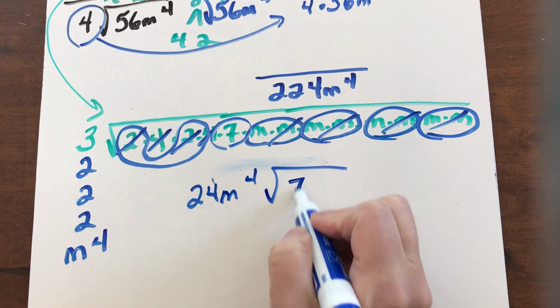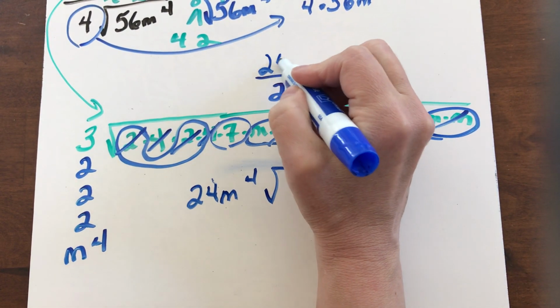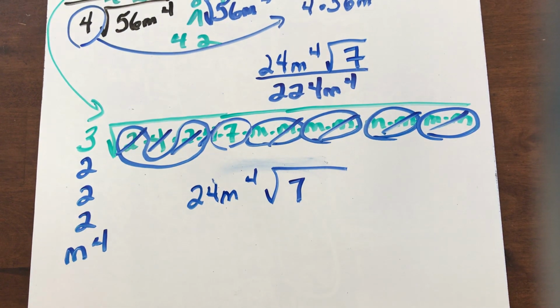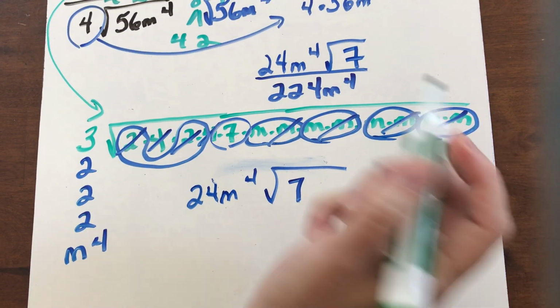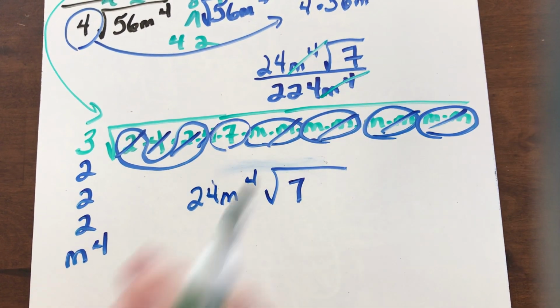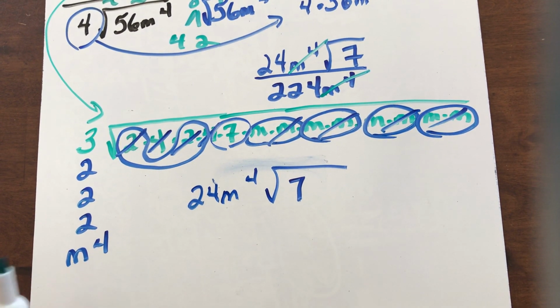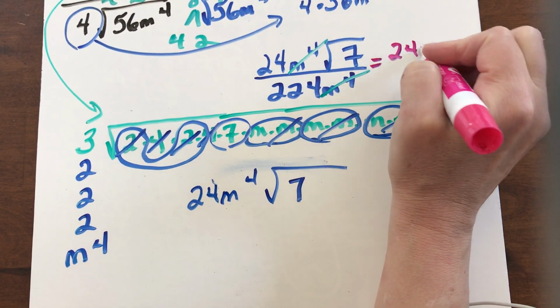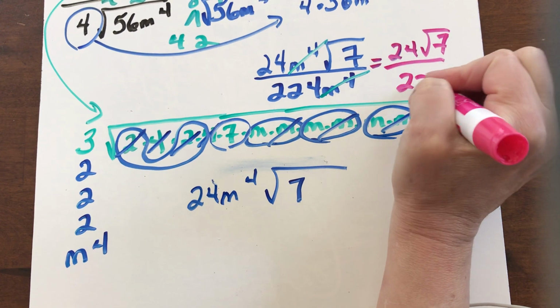This lonely 7. So now we're going to bring this up here. 24 m to the fourth times the radical of 7. Okay, now, ooh, look at this, look at this. That cancels this. These completely cancel each other out because you have m to the fourth over m to the fourth, which would just leave you with 24 times the radical of 7 over 224.